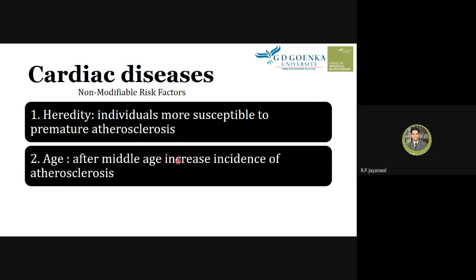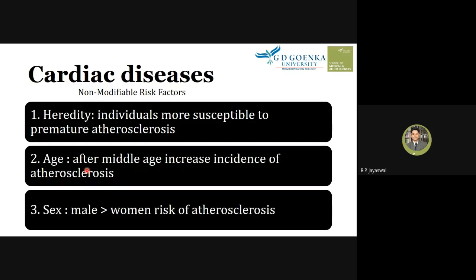Age: after middle age the incidence of atherosclerosis increases. So age cannot be modified. Everyone goes through middle age in their lifespan. So the incidence of atherosclerosis starts from middle age, and precautions may be taken when the person is at the middle age of their lifespan. And sex: basically, males are more prone to atherosclerosis than women. So males have more risk compared to women. And here we can suggest that males take more precautions and more preventive measures, so that we can prevent the atherosclerosis process.